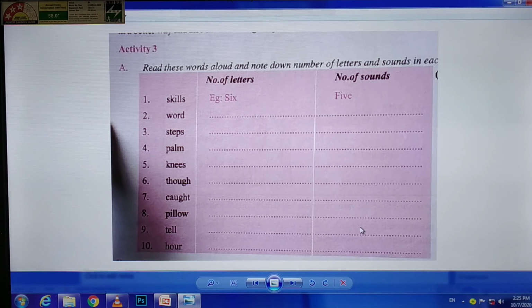And you have the other exercises here. Words: steps, palm, knees, do, cot, pillow, tell, hour, and so on. So you need to pronounce them louder and count the number of letters, and also write down as homework the number of sounds.